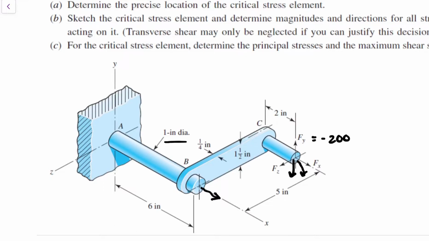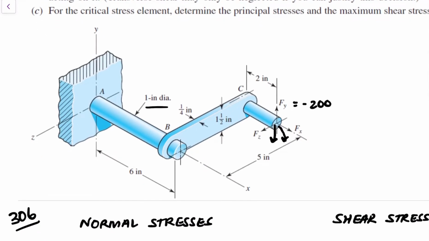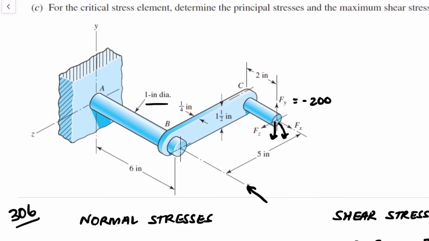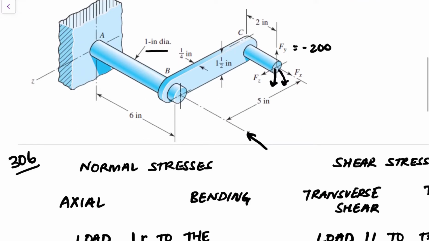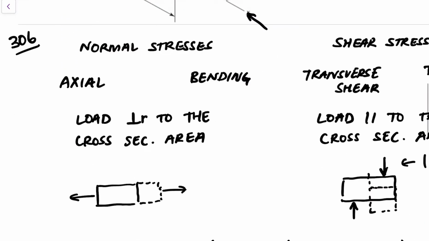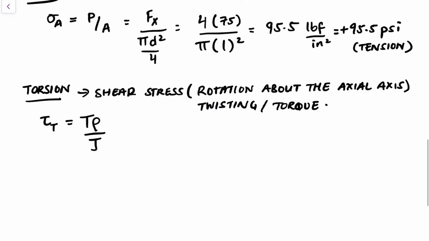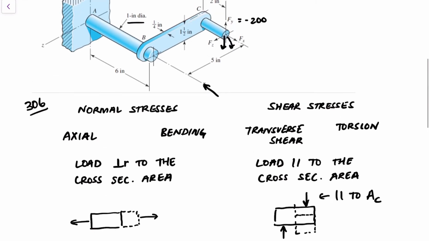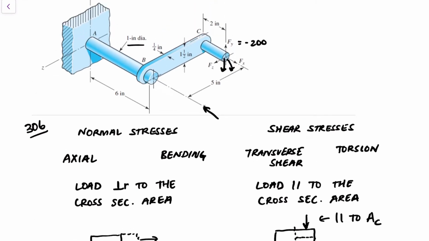If I look from the positive x towards the origin, this means that it's rotating clockwise. So Fy is the only force here that's causing rotation of the beam, or of the shaft. And then for the torque, we need to know what the moment arm is for that rotation. And that's going to be 5 inches, right? Because you're applying that force 5 inches away from the shaft, which would cause it to rotate.